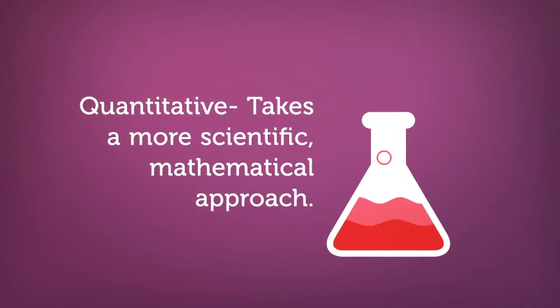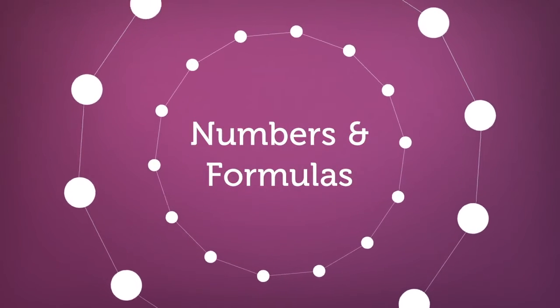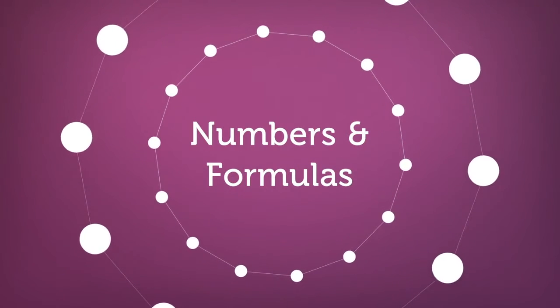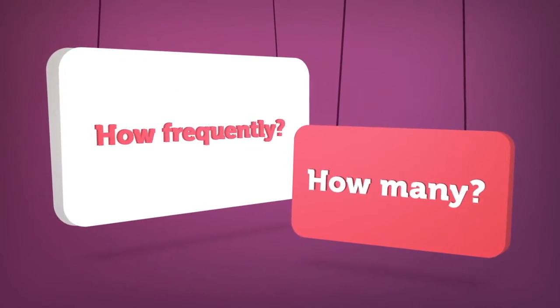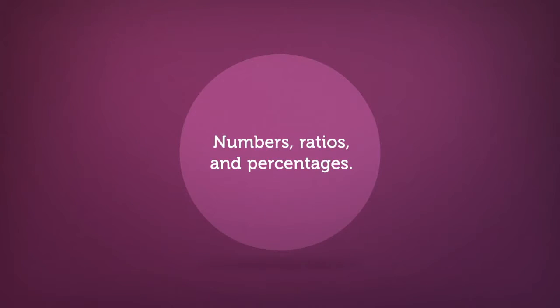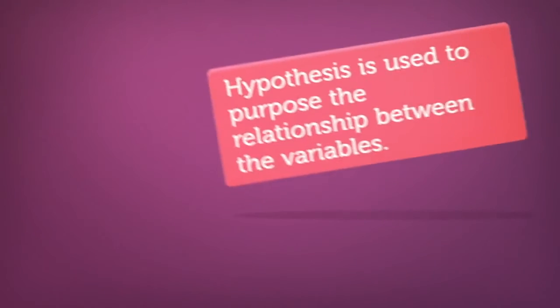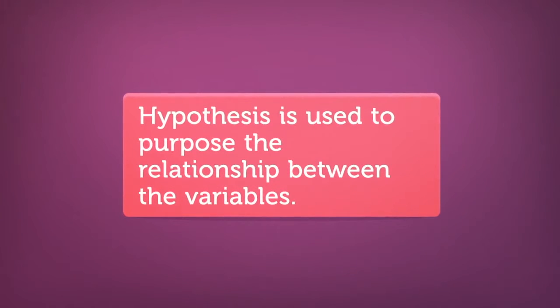Quantitative research takes a more scientific, mathematical approach as it relies on numbers and formulas to make predictions and inferences. Quantitative data can answer questions such as how frequently and how many, as is often expressed in tangible numbers, ratios, and percentages. Within quantitative research, a hypothesis is used to describe the relationship between the two variables.